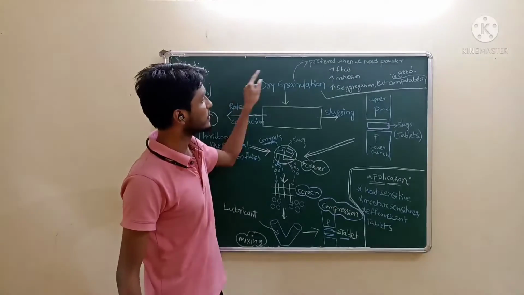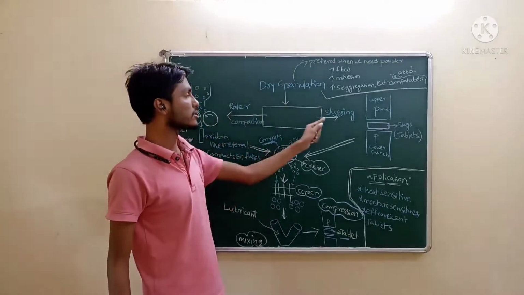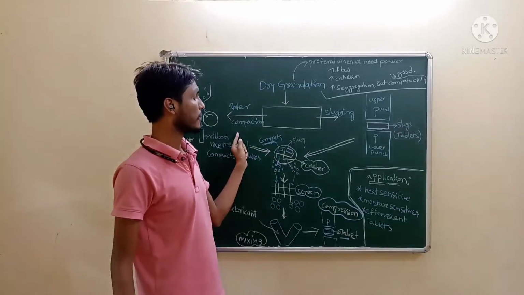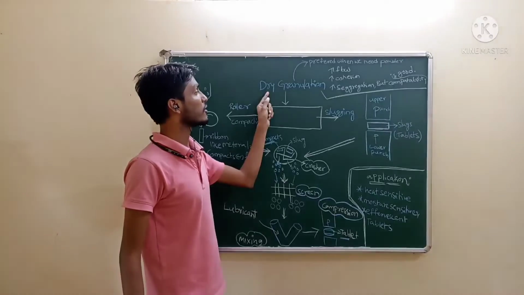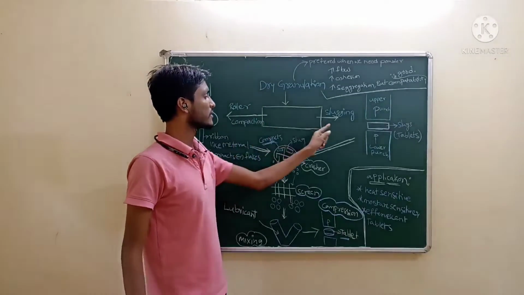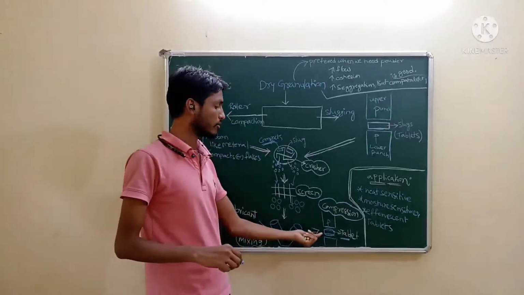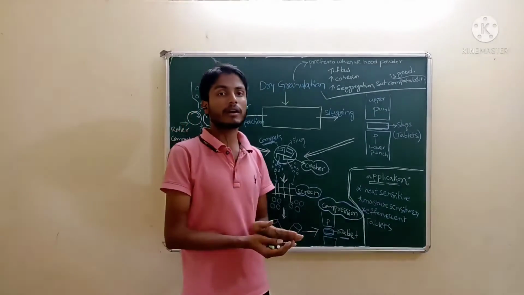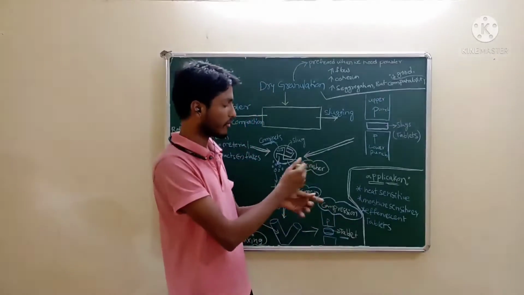Then what is the application? We have seen the methods we need to use to carry out dry granulation, like roller compaction and slugging, and how the process goes on. We have got the tablet now. So for what kind of products are we using dry granulation?